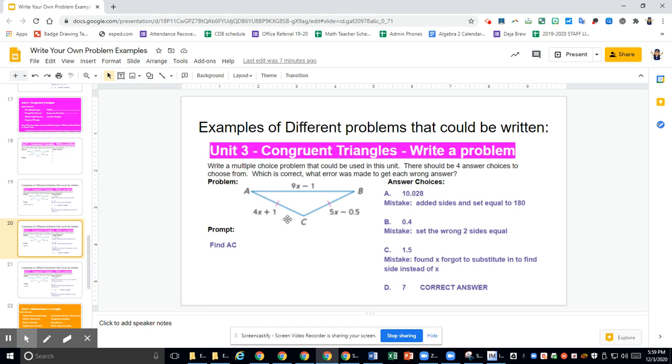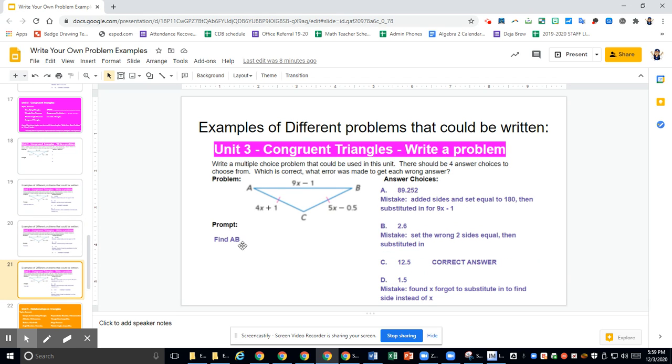Another thing is find AC. So I have the same answers I had before. All I did was say, well, now they found x here, but it's a mistake now because they didn't plug it in. The correct answer is now 7. They had to plug it in. Okay, and then find AB. So this time they had to set these two equal and solve for x and then plug it into this one. And so right answer right here, and then how you got your wrong answers.